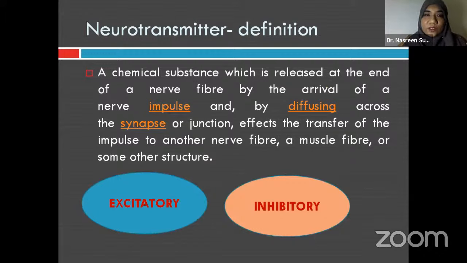Now, what is a neurotransmitter? This is the next question. Neurotransmitter, don't mug up any definition. Try to understand and then try to write in the same manner. Okay. Now, first you see here, a chemical substance which is released at the end of a nerve fiber by the arrival of a nerve impulse. Means there is a neuron here. Okay. So one impulse has arrived, and so this, okay, we'll see from here.